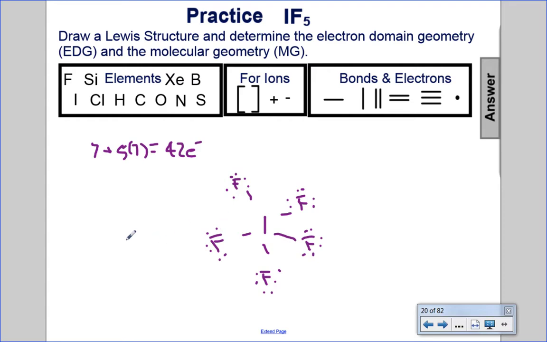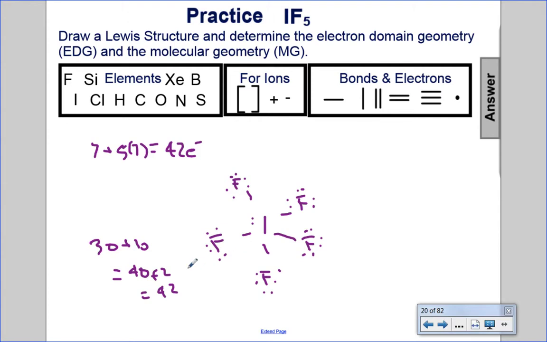Okay, each of the fluorines has 6 around it. So 5 times 6 is 30. 1, 2, 3, 4, 5 bonds around the iodine. Each bond counts for 2. That's 10. That equals 40. We need to get to 42. All we have is 40. The only way we can add electrons is if we put a pair of unbonded electrons around the central atom. We add those 2, and we get 42. So this is the proper structure for iodine pentafluoride.